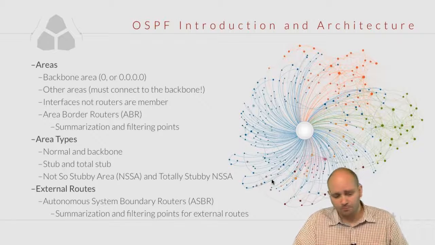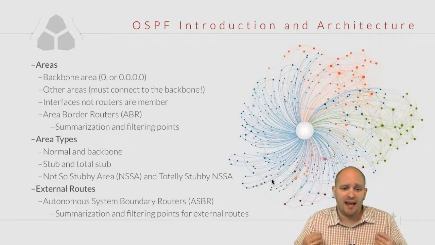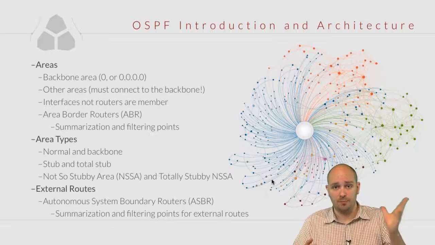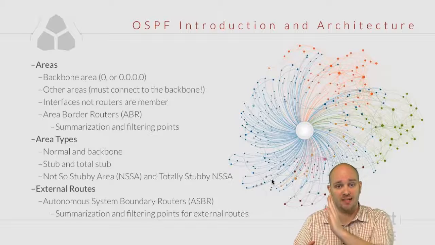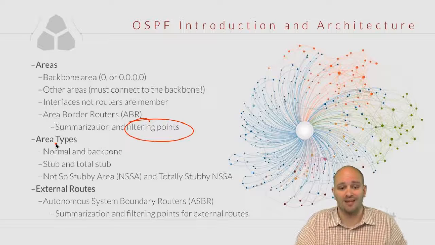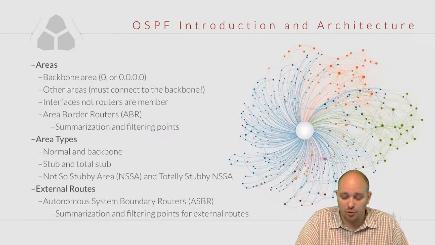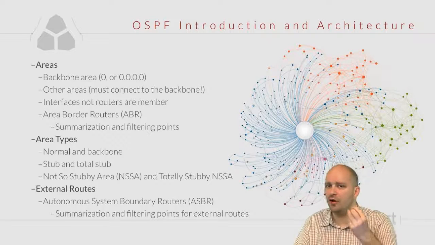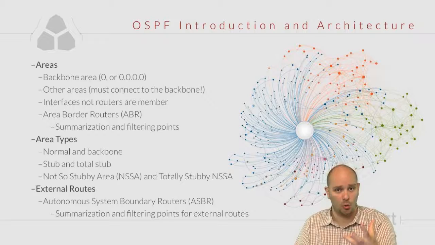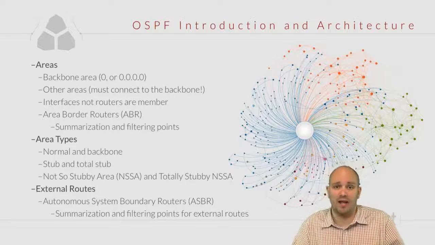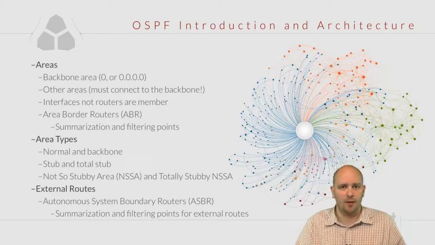ABR is the router that sits between the areas, and it has two major functions. One function is to provide reachability information between those areas, and the second function is that this represents the filtering point. This is the place where we can actually perform route filtering. Inside the area, we are very, very limited in what information and where we can filter. I'll explain that in greater detail later. But between the areas, we can filter the routes any way we like. So this is a filtering point.